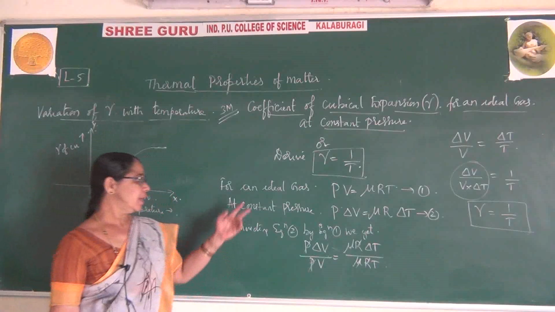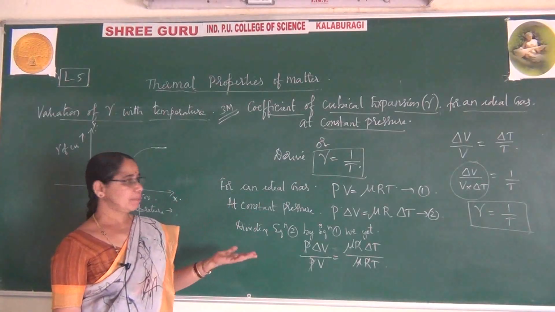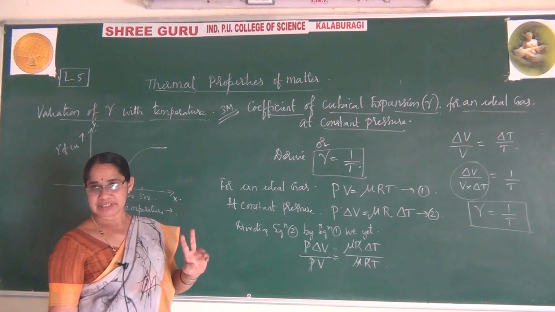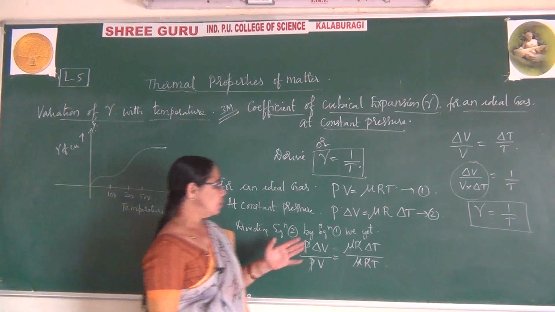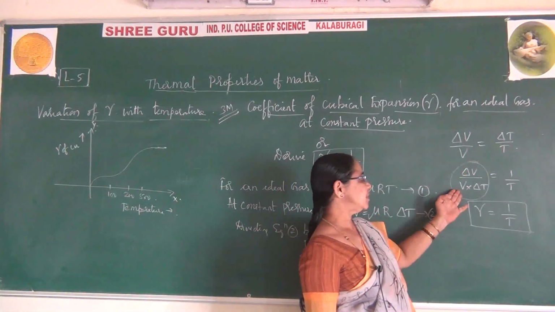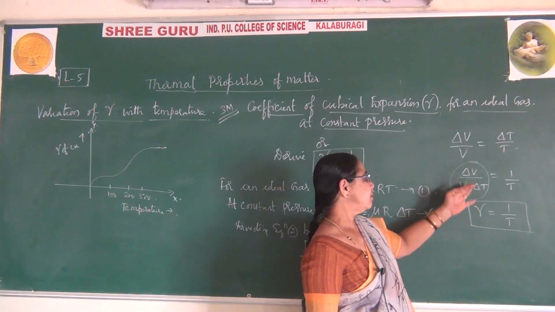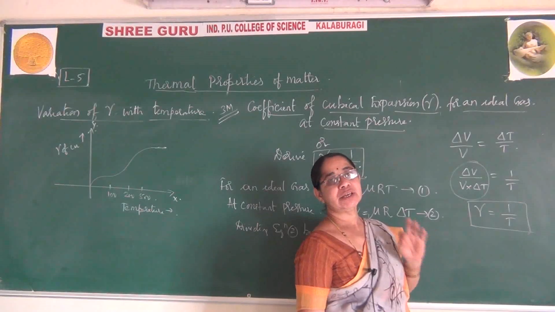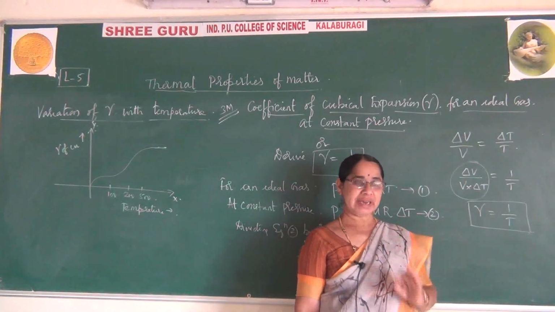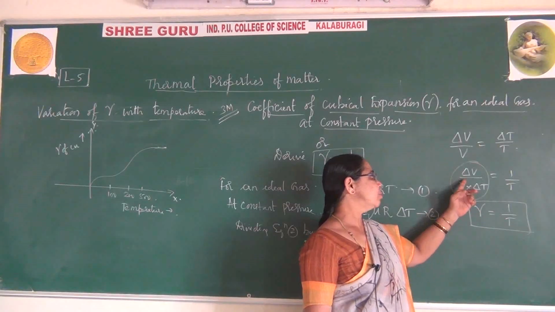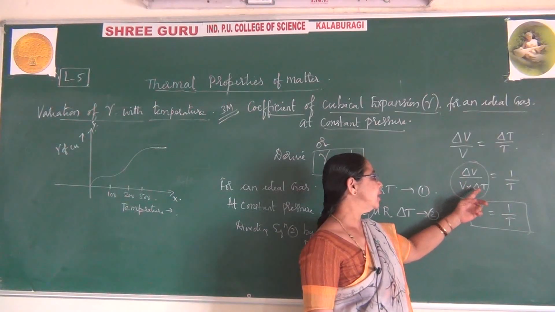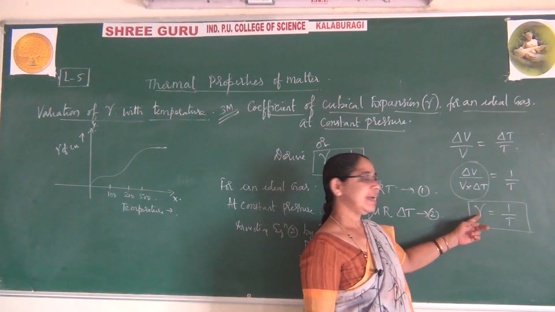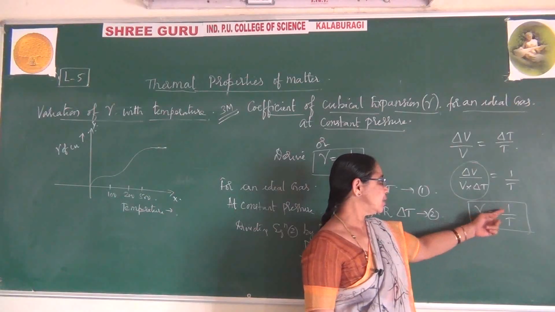Very simple point, take only two steps. One, select a perfect gas equation. In that, keep constant pressure and you get the second equation. Dividing equation 2 by equation 1, you get an expression, and you also know that delta V by V, the increase in volume divided by original volume into rise in temperature. The coefficient of cubical expansion is defined as the increase in volume per unit original volume per degree rise in temperature. That is represented by gamma, equal to 1 by T.